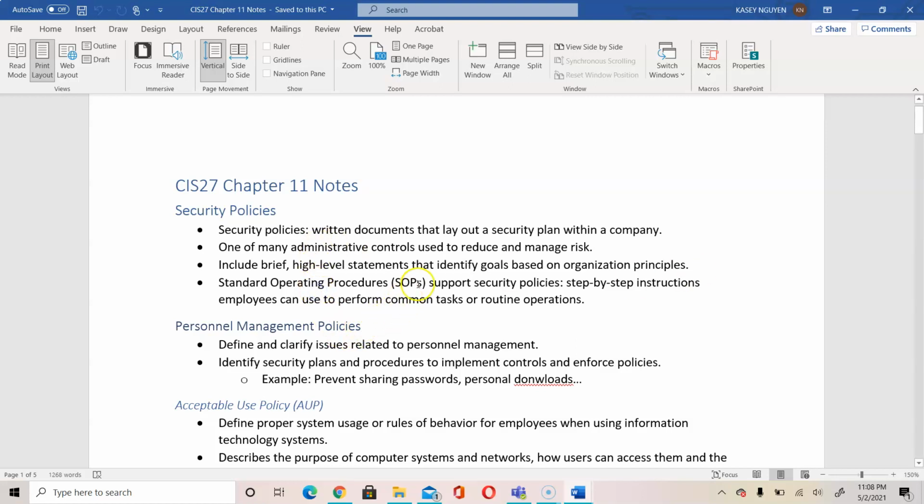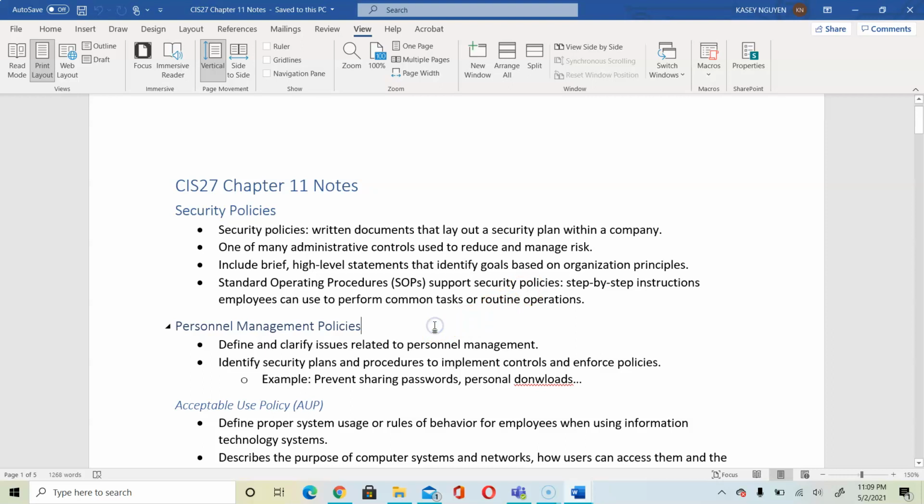And standard operating procedures, your SOPs, support our security policy. Procedures are step-by-step instructions on how to perform a certain task or routine operations. So standard operating procedures would probably include things like if we're looking at updates, or if we're looking at downloading files for regular use in different departments. So procedures are different than policy in that procedure would be step-by-step instructions, whereas security policy would include the overall rules so that the employees can follow.